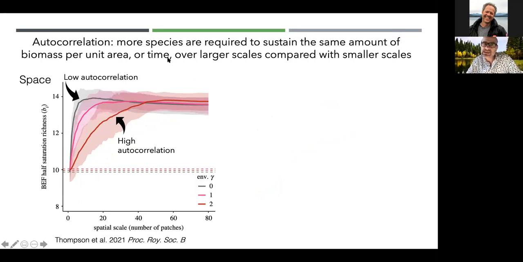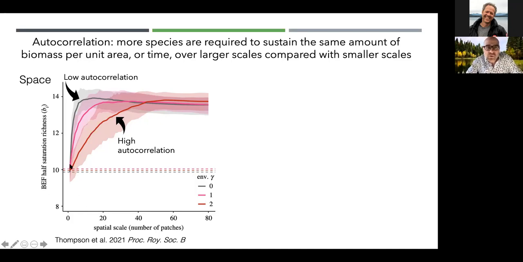What we're showing is that more species are required to sustain the same amount of biomass per unit area or unit time over larger scales compared with small scales. So that autocorrelation is mediating the BEF relationship quite dramatically, right? Here you're seeing the half saturation constant of BEF. So how many species do you need to achieve 50% functioning, in this case, biomass?